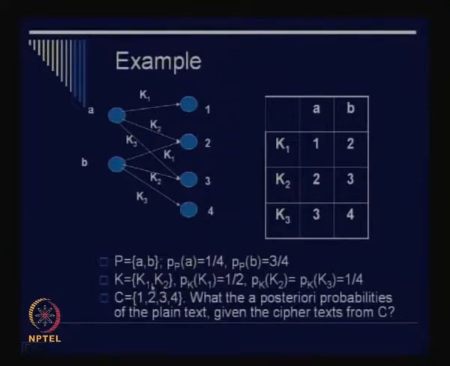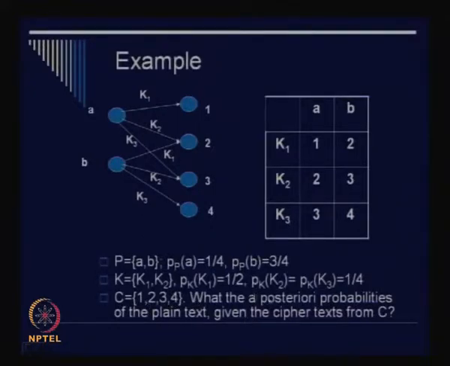What is the value of K? The key could be K1, K2 and also K3. So consider that there is a key K1 with probability one half, and the probabilities of occurrence of K2 and K3 are the same, equal to 1/4. What is the ciphertext? The ciphertext is 1, 2, 3 and 4.